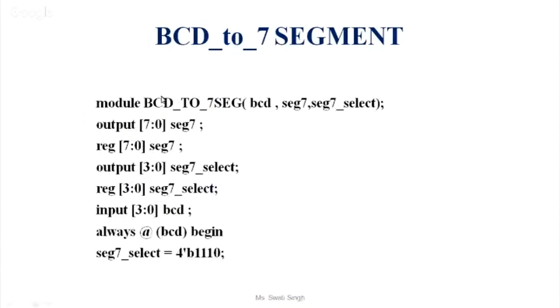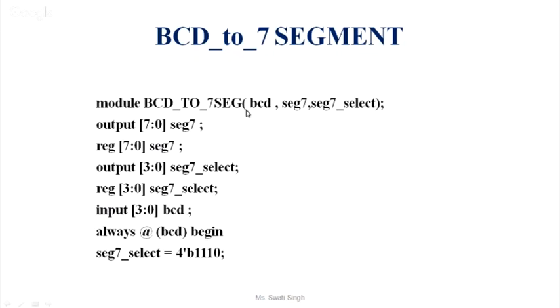Here is the Verilog program for BCD to 7 segment. Here you can see I am taking BCD as an input, segment 7 and segment 7 select, because in my kit there are 4 segments. To select any one of them, I need one variable, segment 7 select, and segment 7 is what we want to display on the 7 segment. So these are the outputs, and we need to take the outputs as registers as well.